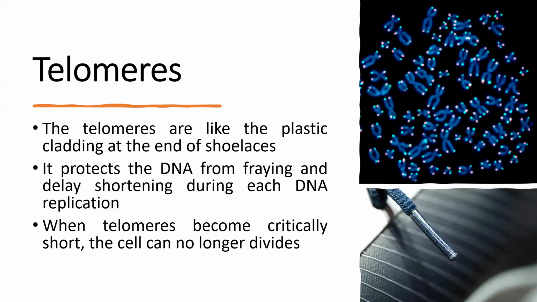So when you have a kid, how come your kid is able to grow and go through another 30 or 40 rounds of division in their body if they inherit short telomeres from you? Do you understand my question? Let me do that again.